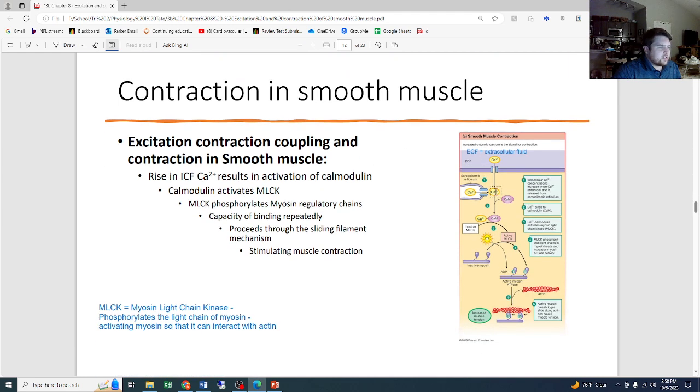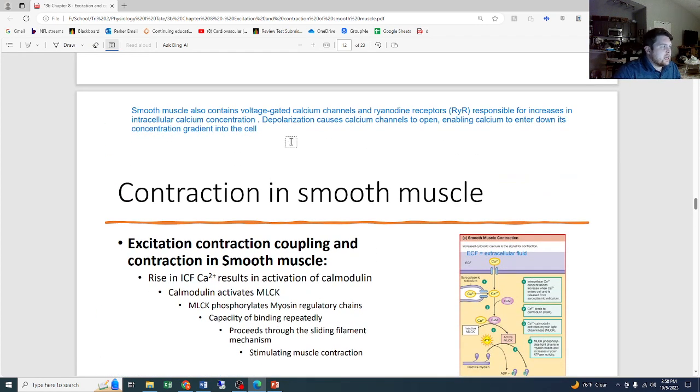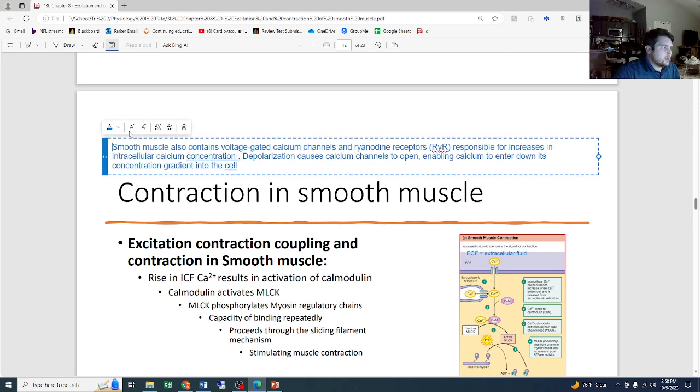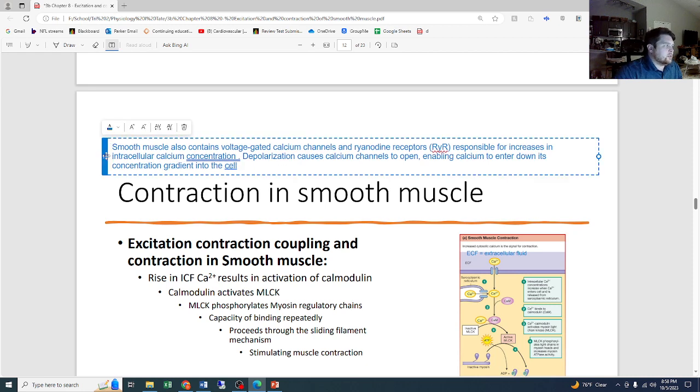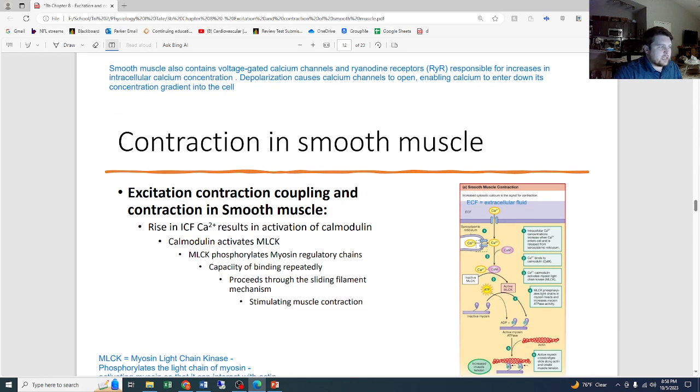So getting to the specifics, we went through this already. We have that rise in the ICF calcium results in activation of calmodulin. Actually, I want to pause a second here and go into kind of how that occurs. Our smooth muscle also contains voltage-gated calcium channels as well as ryanodine receptors. Remember the ryanodine receptors that we talked about in skeletal muscles? Those are those mechanical receptors, and these are responsible for increases in the intracellular calcium concentration. The depolarization causes calcium channels to open, enabling the calcium to enter down its concentration gradient into the cell. And that's when we get the start.